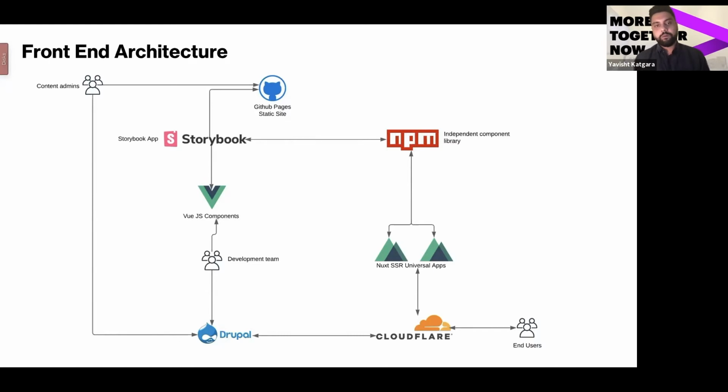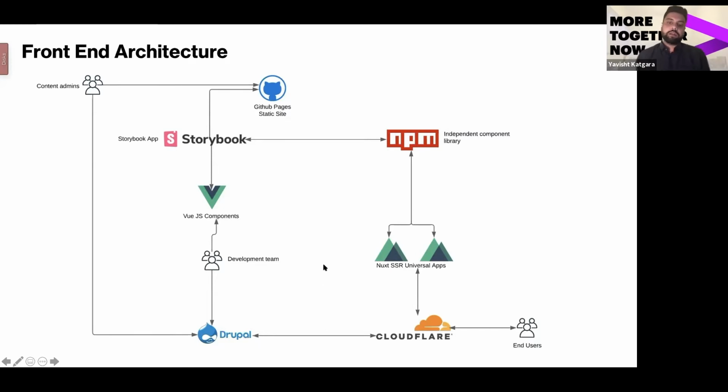And via pipelines, what we've done is when we publish this component library, it publishes it on npm, as well as it publishes a private GitHub Pages static site. Now this static site can be used by our content admins to pre-populate content before even adding it on the Drupal backend. So it gives a good idea for the content admins to visualize their components before they actually add it on the page.